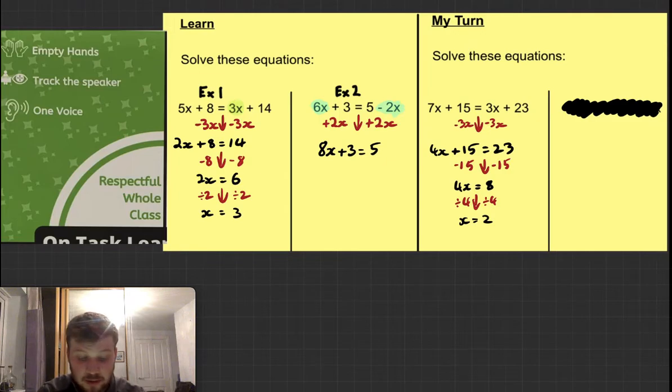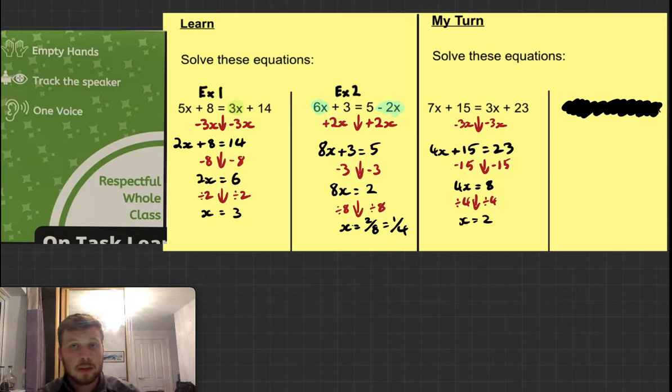Perfect. Now I've just got an equation. We know how to solve this. Inverse operations. Take away 3 from both sides. I get 8x is equal to 2. Divide by 8. I get x is equal to 2 over 8, which is a quarter. Make sure you've got that in, then have a go at this question and pause the video.